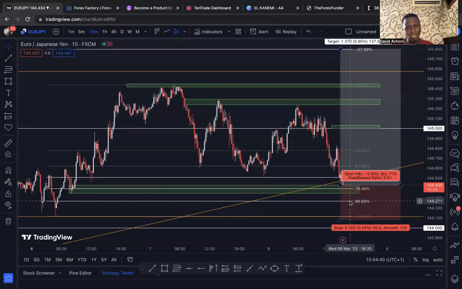So price just got there. I just clicked my own buy now. I didn't use market or buy limits, it's market execution. I'm in already. Don't go in with too much lot size. Remember, just be careful. Don't fight these markets.